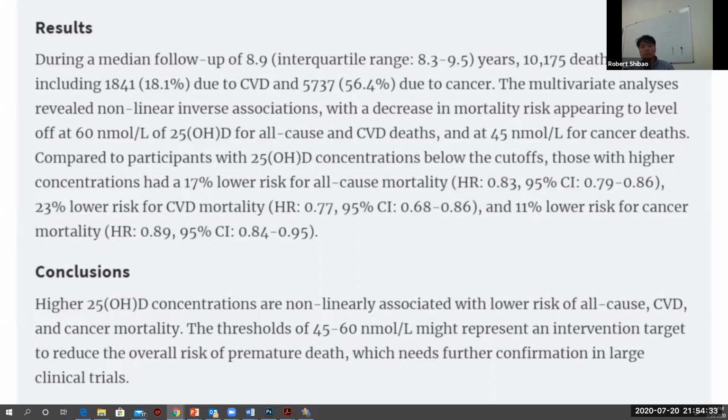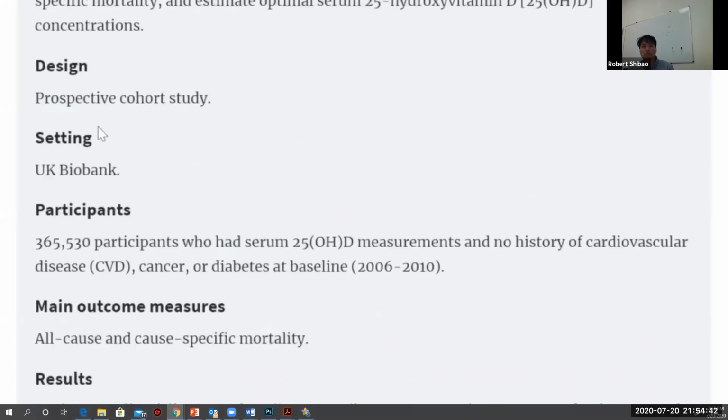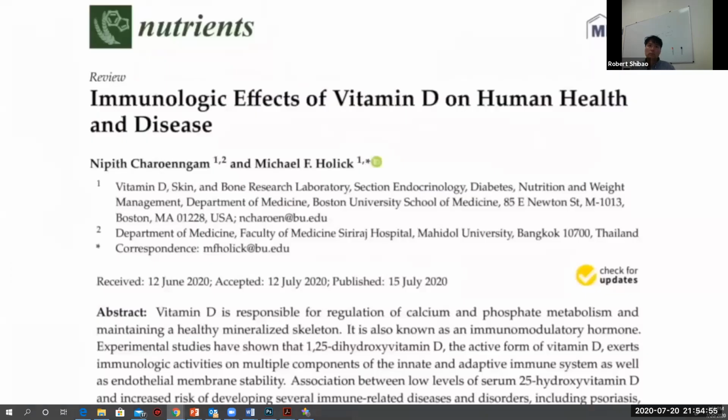So what they're saying here is this is a retrospective study, a very large retrospective study, looking at a number of patients. As it turns out, over 365,000 participants over almost 10 years where they looked at these patients, and they were able to see this difference in vitamin D levels. Back to our article.